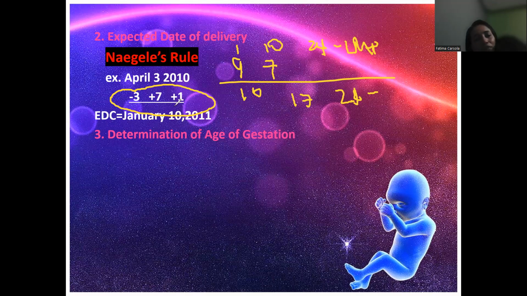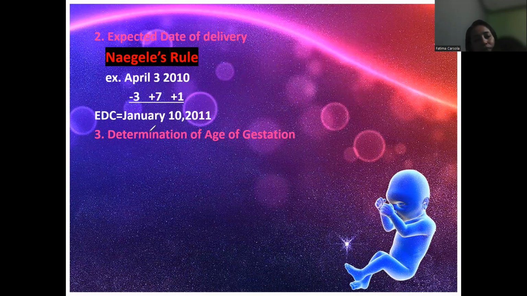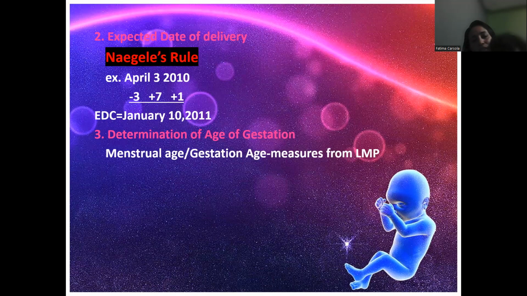Okay, next we have here the determining of the age of gestation. So when you are determining the age of gestation, you will be using your menstrual age or gestational age, and you will have to measure it from your LMP.